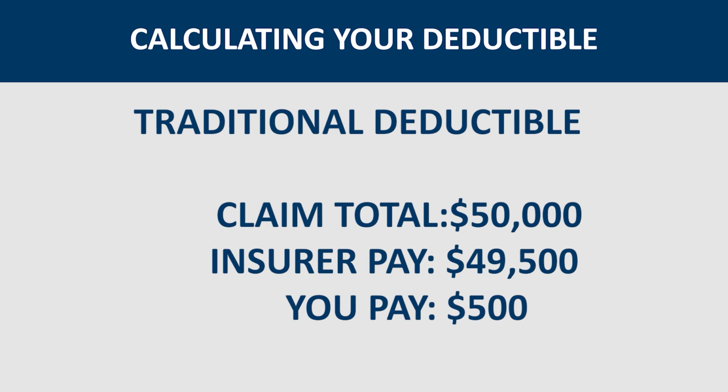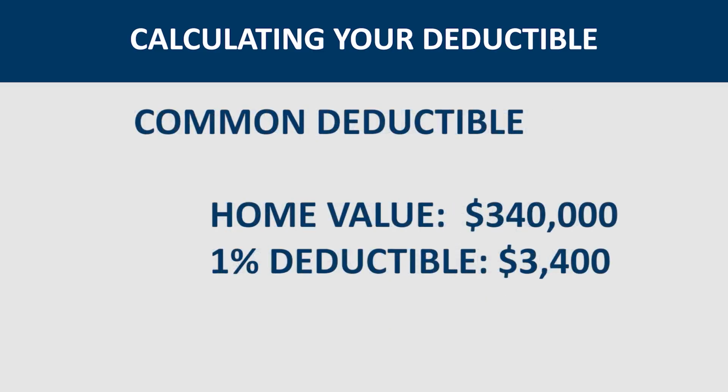That's changing. More policies now have deductibles that are a percentage of the total value of your home. A title screen appears with text that reads, "Calculating your deductible. Common deductible. Home value, $340,000. 1% deductible, $3,400." For example, if your home is worth $340,000 and has a deductible of 1%, you would pay $3,400. In some cases, the deductible may be determined by the cost of the replacement. The scene fades back to Dan.